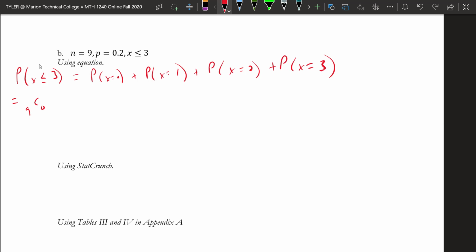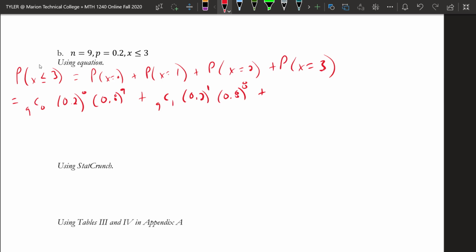9 choose 0 times 0.2 to the 0 power times 0.8 to the 9th power, right? So that's the probability that x equals 0, just using that equation. The next one would be 9 choose 1, right? 1 success. So that would be 0.2 raised to the 1st power, and then the probability of failing, 0.8 raised to the 8th power, right? There would be 8 failures.